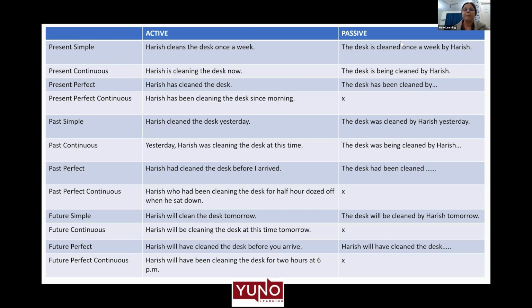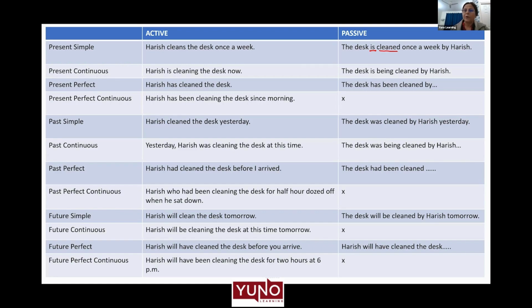Then we take help of the be verb. Be verb has these different forms: is, am, are, was, were. All these are different forms of be verb. So we take help of be verb and we put the main verb in its past participle form to structure a sentence in passive voice. So the desk is, and we put the verb clean in its past participle form, cleaned once a week by Harish. This is the way we structure the sentence in present simple tense.